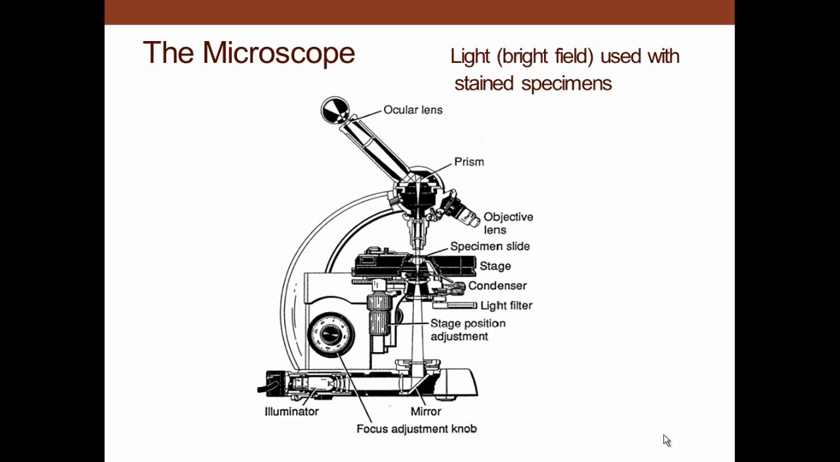Now the microscope that we'll be using the images of mainly is a light microscope, and as a rule we use bright field, with stained dead specimens that we are observing. We have our eye looking through the ocular lens. There's a prism in here. These are the objectives that will move around to change the magnification. We have the specimen slide sitting on the stage.